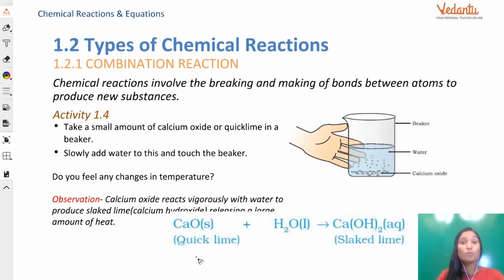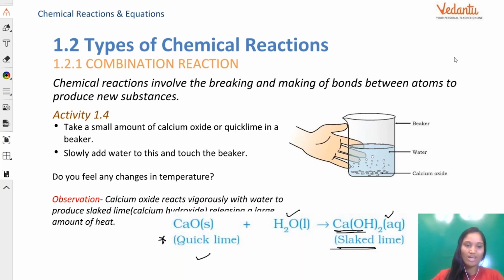Calcium oxide, the common name of calcium oxide is quicklime, and it's important that you remember this, yeah? And H2O, liquid at room temperature, leading to the formation of calcium hydroxide. Now, this calcium hydroxide which is obtained is aqueous. That means it has water around it, right? And the common name of calcium hydroxide is slaked lime.